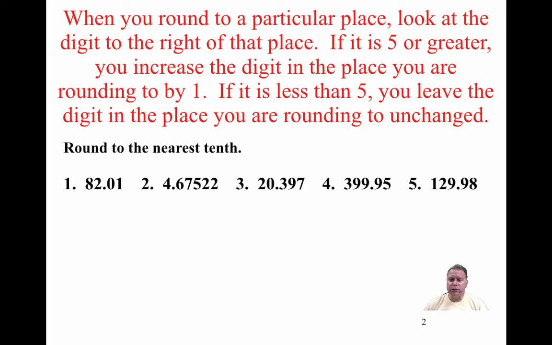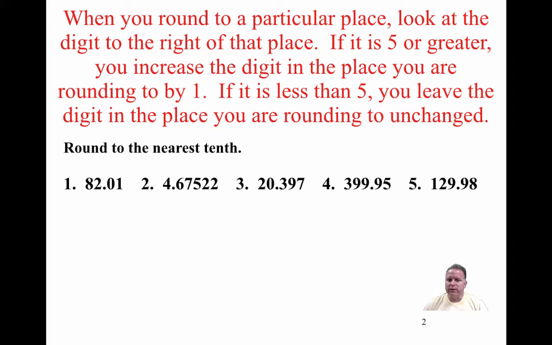So when you round to a particular place, look at the digit to the right of that place. If it's 5 or greater, you increase the digit in the place you are rounding to by 1. If it is less than 5, you leave the digit in the place you are rounding to unchanged. So let me do the first two, and then I'd like you to try the other three on your own.